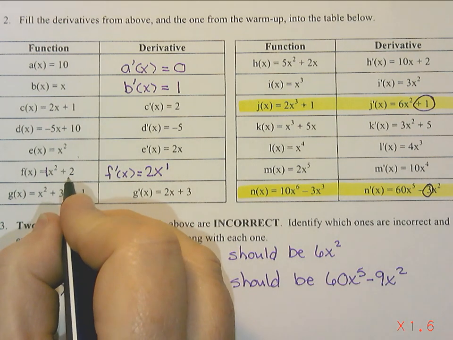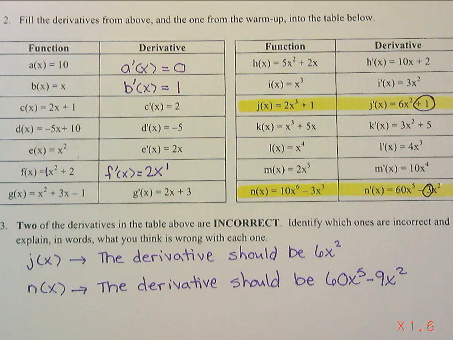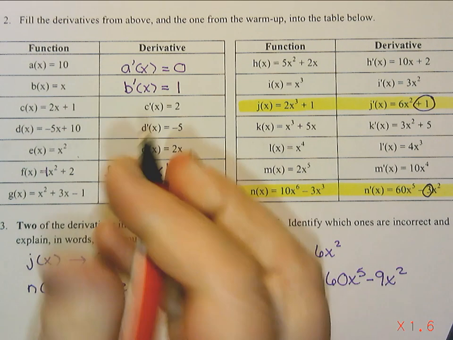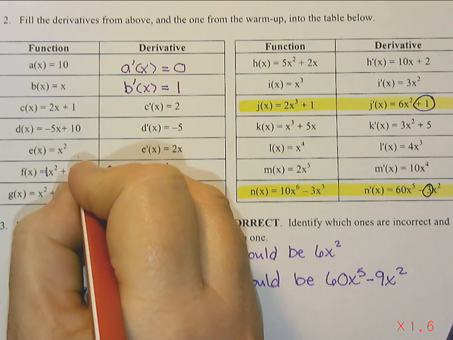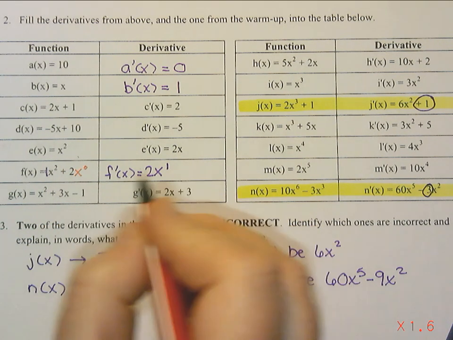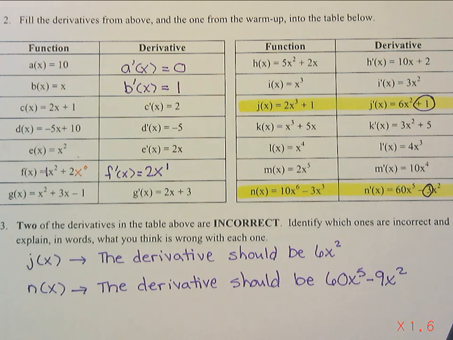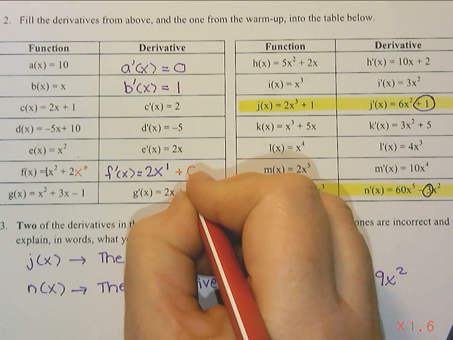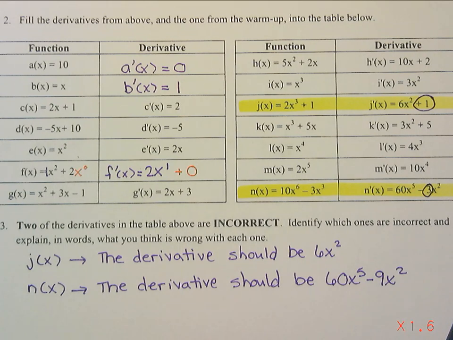Now this 2 does not have an x with it. So technically, if I wrote one in, it would be x to the power of 0. So 0 times 2 is 0, and then times x to the negative 1. But 0 times anything is 0. So the derivative of just 2 is going to be a 0.